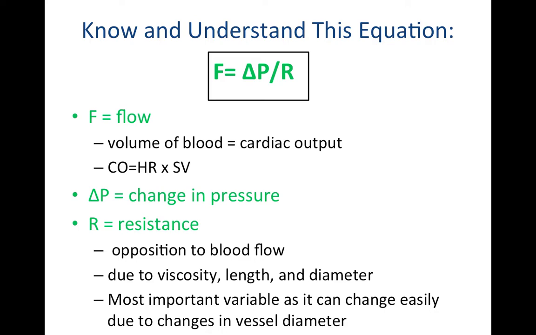Flow is also inversely proportional to resistance. So as resistance goes up, flow goes down. As resistance goes down, flow goes up. And this is opposition to blood flow. And that's due to the factors that we just discussed. Increased viscosity, increased vessel length, decreased blood vessel diameter, and that increases resistance.